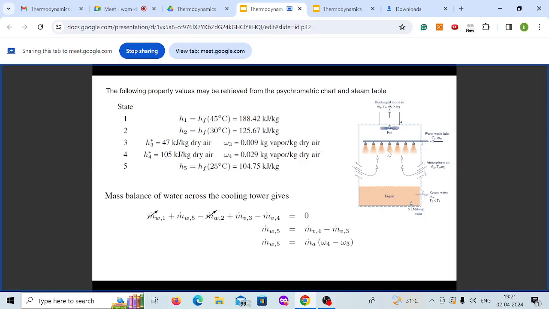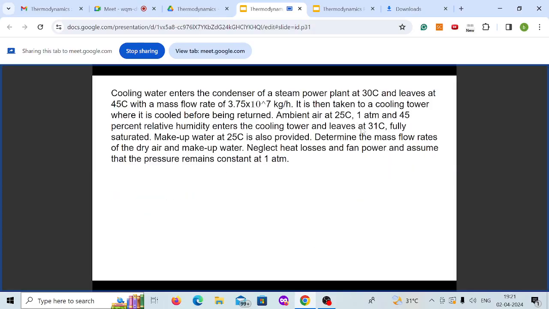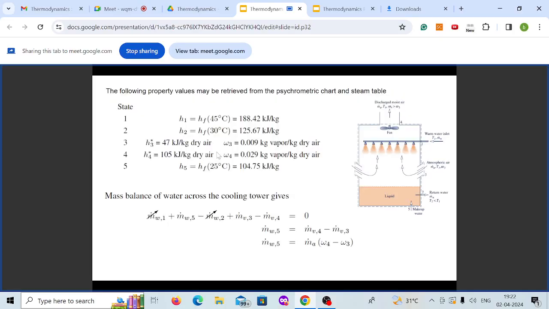And at the exit they are saying that air is at 31 degrees Celsius and it is fully saturated. Fully saturated means your relative humidity is 100%, so it cannot take any more water vapor inside. So for 31 degrees Celsius and 100% relative humidity, you will find your enthalpy from the psychrometric chart as 105 kilojoule per kg of dry air, and specific humidity as 0.029 kg of water vapor per kg of dry air.